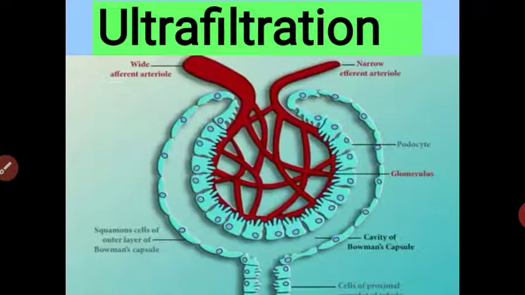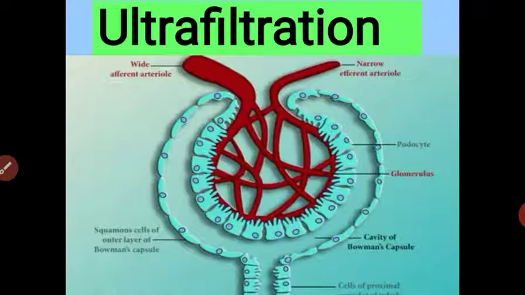This filtrate is called the glomerular filtrate, and the remaining thick blood, the platelets, RBCs, and large molecules of protein and glucose, pass on to the efferent arteriole. This filtration is called ultrafiltration. Got it, student? What is meant by ultrafiltration?